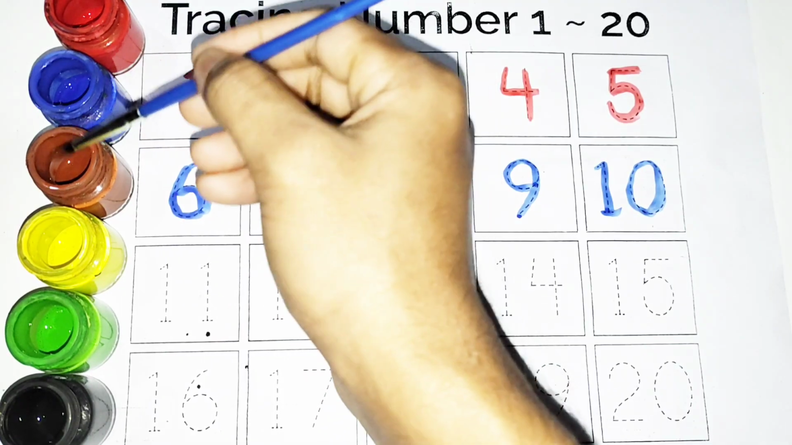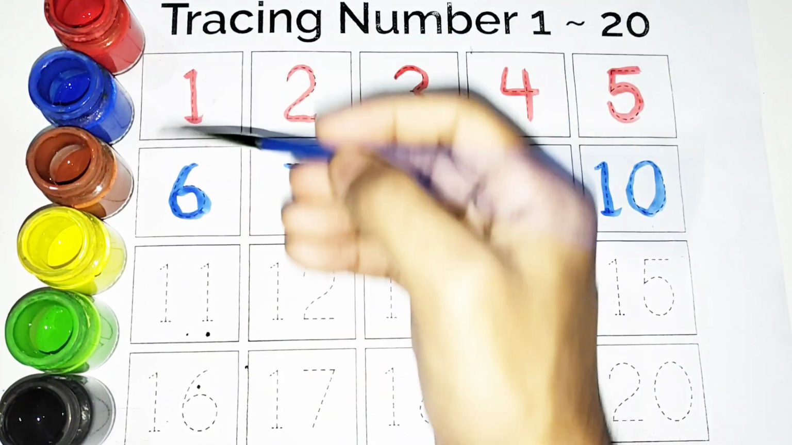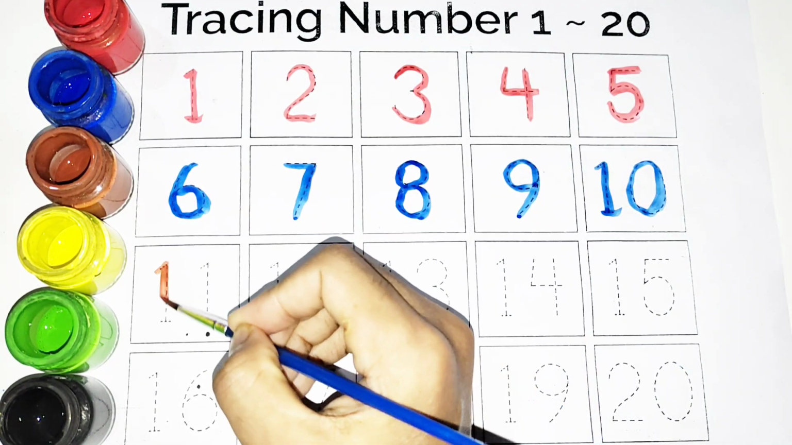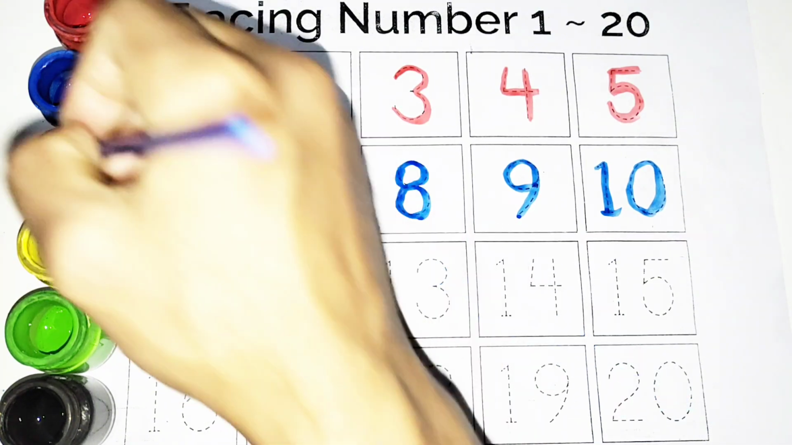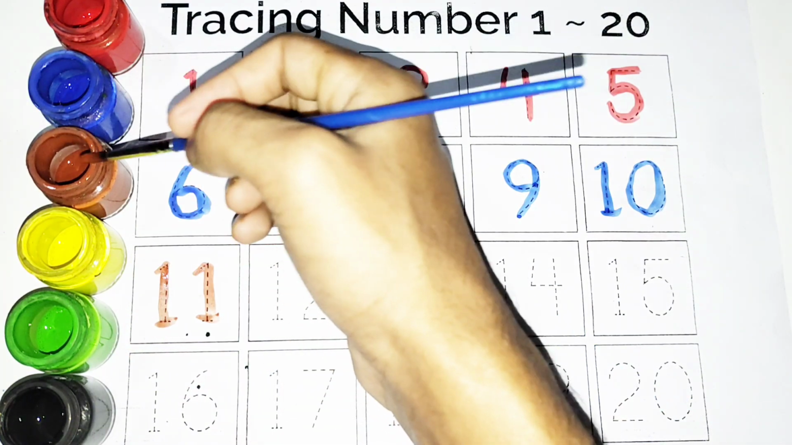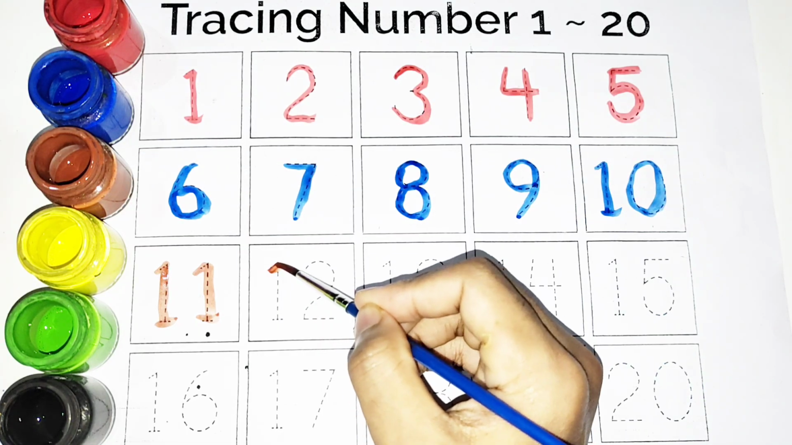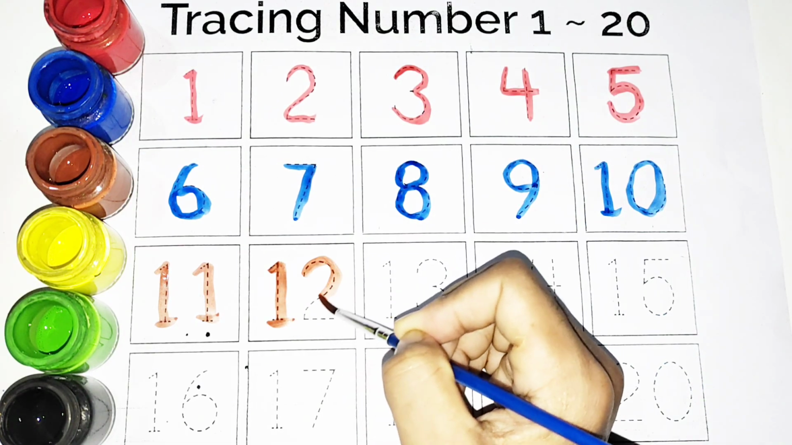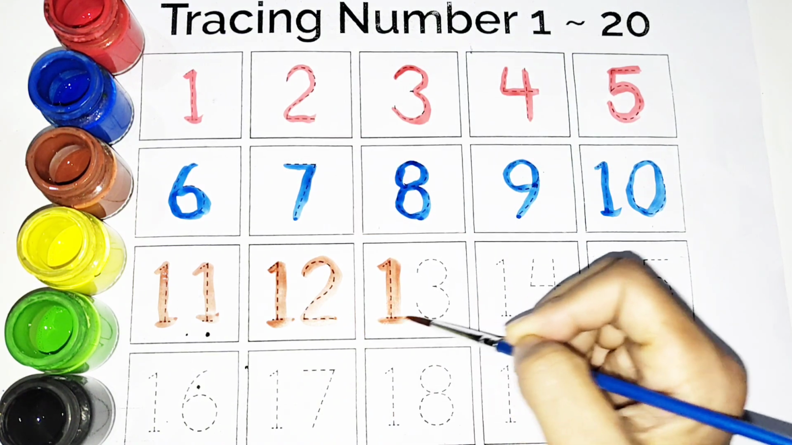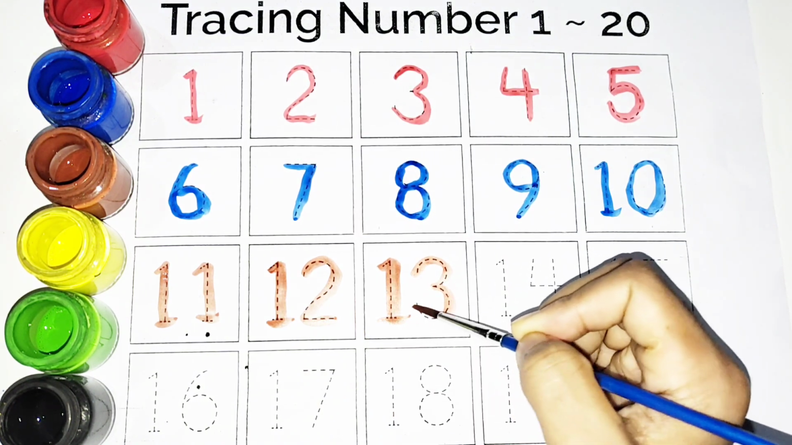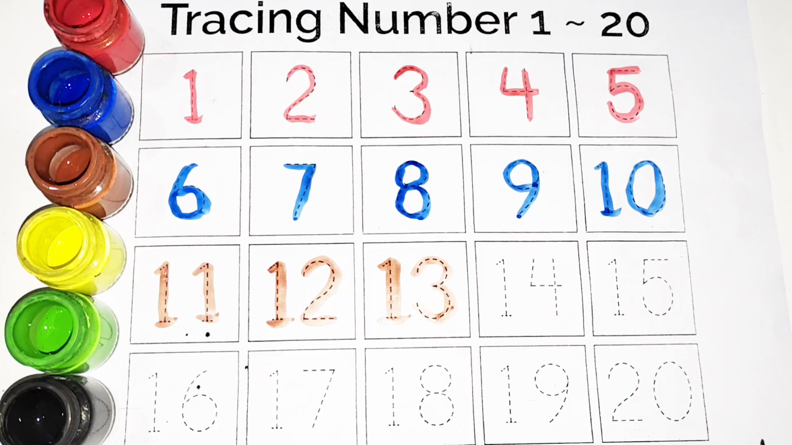Kids, now we use brown color and draw 11. E-L-E-V-E-N, 11. The next one is 12. T-W-E-L-V-E, 12. Now we draw 13. The number of 13. And the next one is 14.